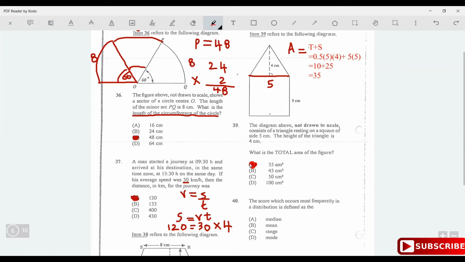All right, question 40. Question 40 says, the score which occurs most frequently in a distribution, we know this from prep school question, that is mode. Which one occurs the most frequently? That is mode. Easy question.